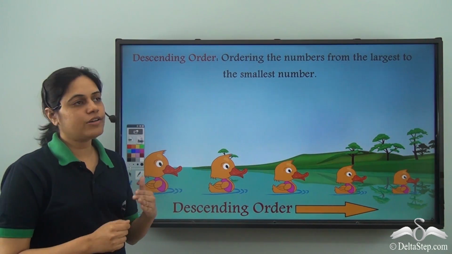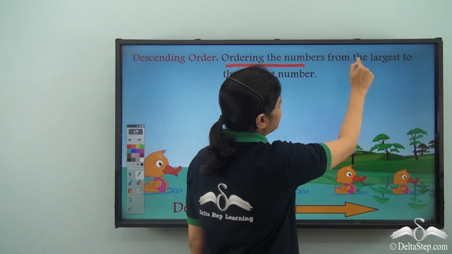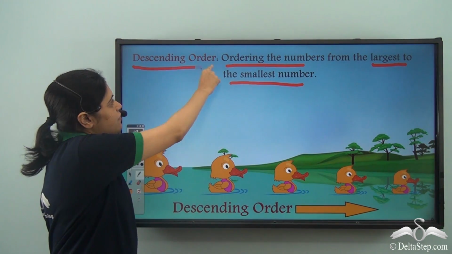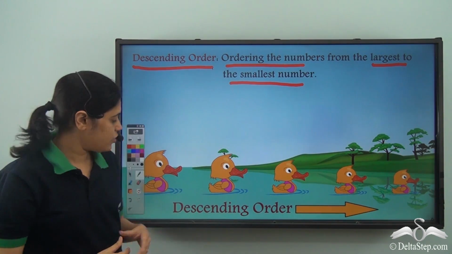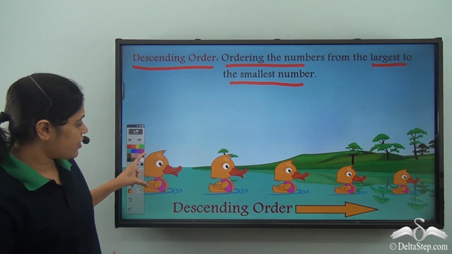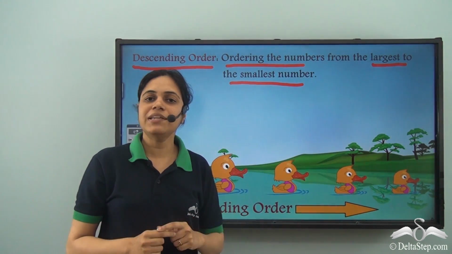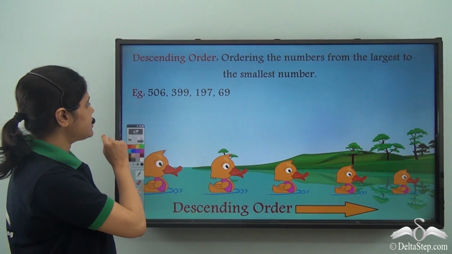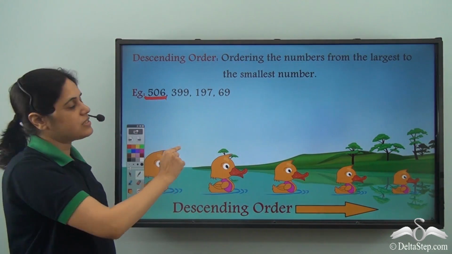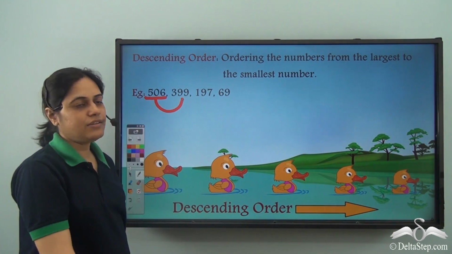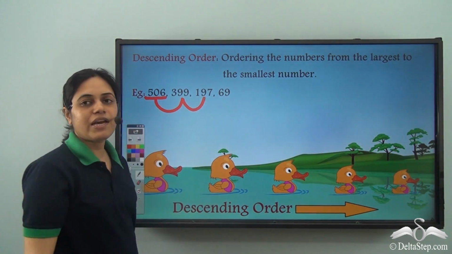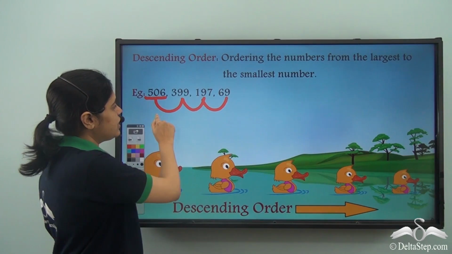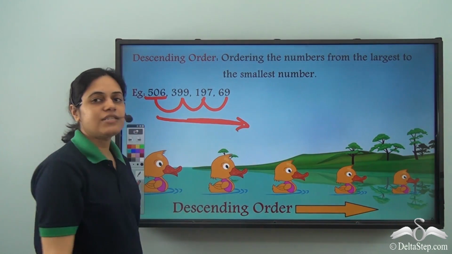And what is descending order? When we arrange the numbers from the largest to the smallest, we say we are arranging it in descending order. So see these ducks, they are arranged from the largest to the tiniest duck, and this is descending order. So if you look at these numbers, 506 is bigger than 399, 399 is bigger than 197, and 197 is bigger than 69. So these are the numbers arranged in descending order.